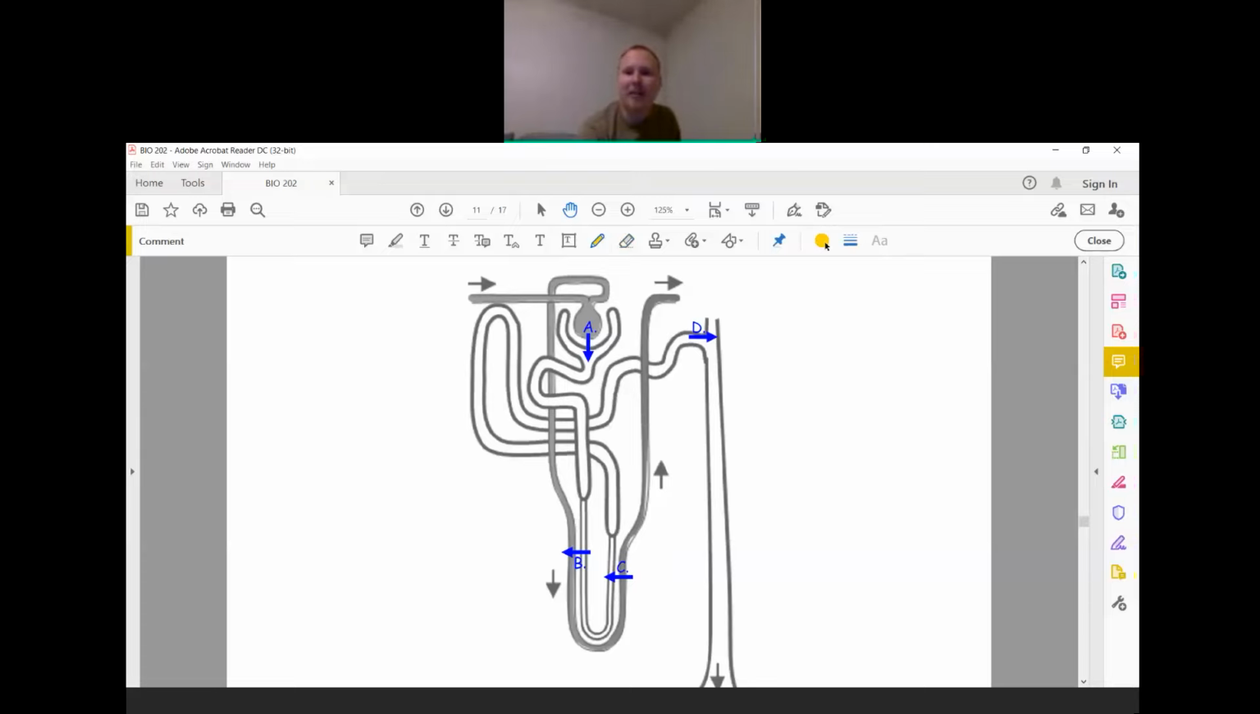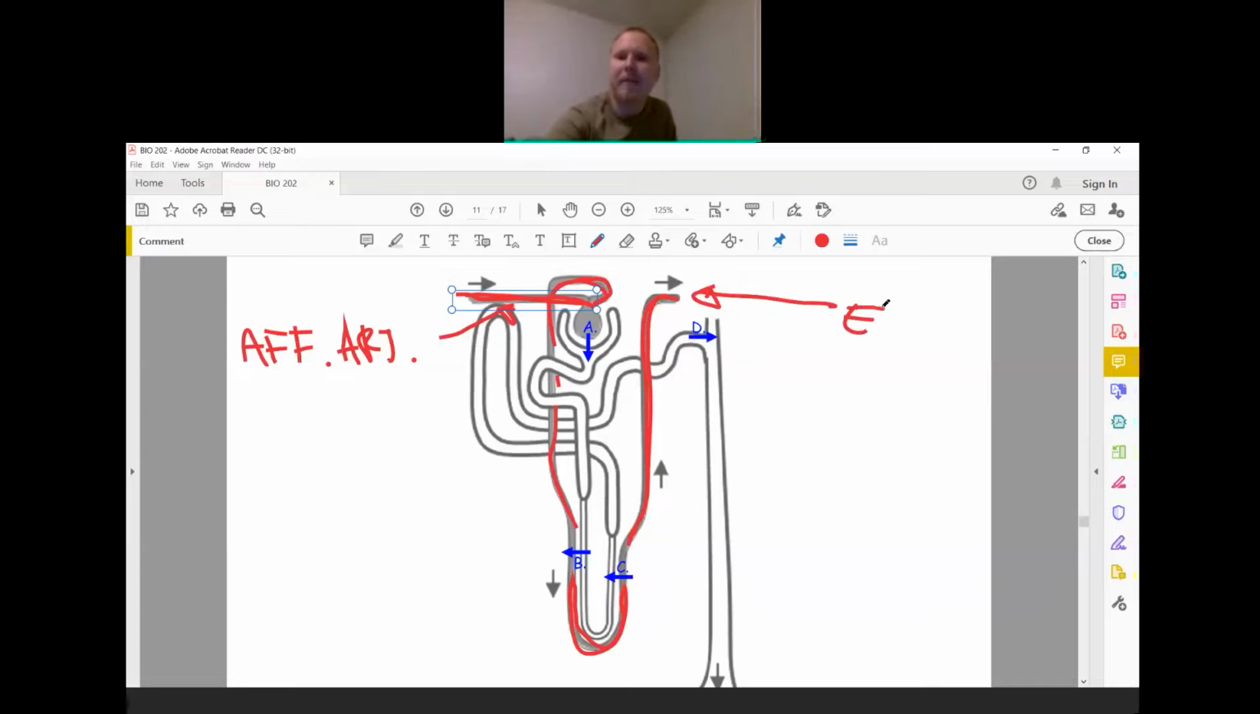Let's start with the vasculature, blood vessels. We've got this vessel coming in. This is going to be known as the afferent arteriole. So this vessel here. Then we have the efferent arteriole leaving this nephron. You'll notice that they are connected by another capillary that runs the entire distance. But how I think of it is afferent is arriving and efferent exiting.